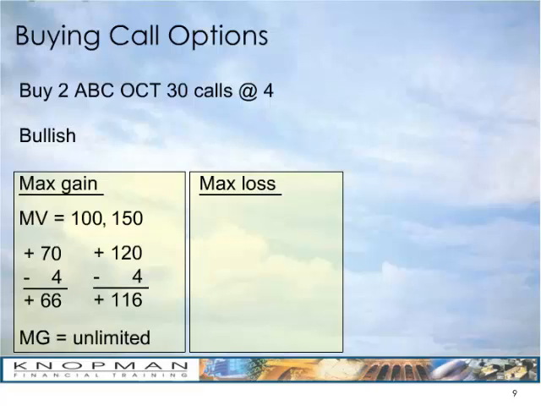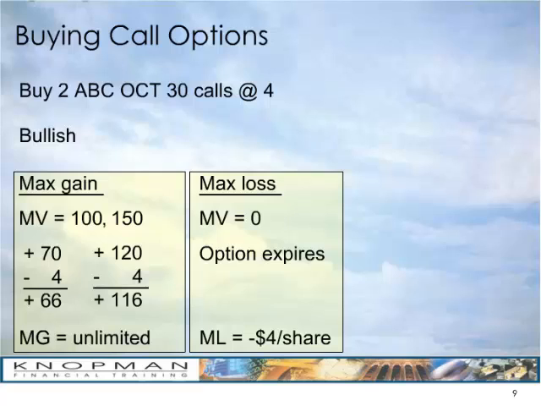Maximum loss. If we're bullish, we want the stock to go up. So what would be the worst possible case? If the stock goes down, and the lowest the stock could possibly fall is 0. So the worst possible scenario is that the stock goes all the way to 0. And if that does happen, well, you're not going to exercise and buy it for 30, so the option expires, and you lose your $4 premium per share. And by the way, this is based on 200 shares. So it would be $4 per share or a total loss of $800.